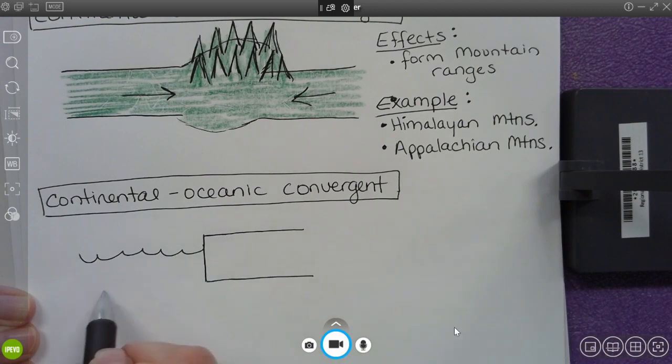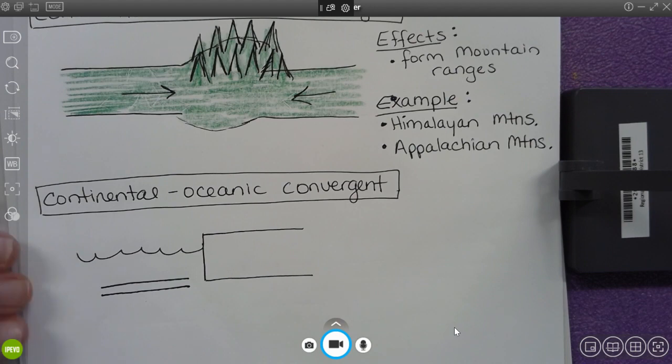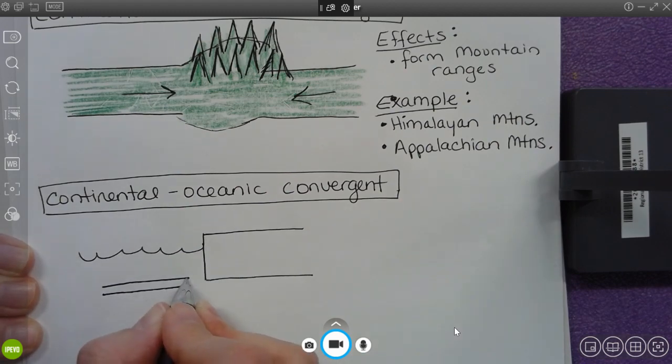And then I'm going to have, on the left, a thin oceanic crust. Okay, so we know that the oceanic crust is going to be more dense than the continental crust because it's basalt versus granite. So the result of that is that the basalt is going to subduct beneath the granite. So what will that look like? What will happen is this will plunge down beneath that continental plate.